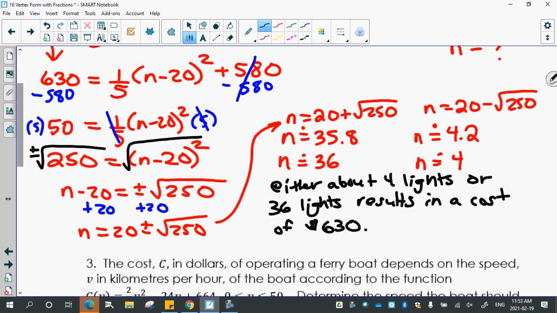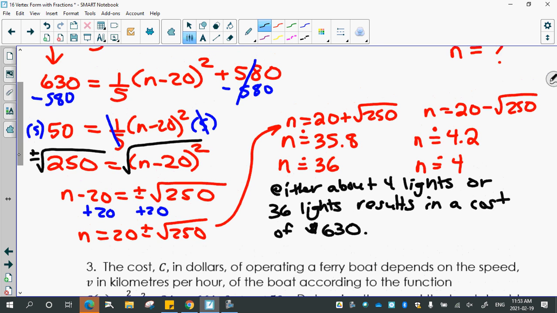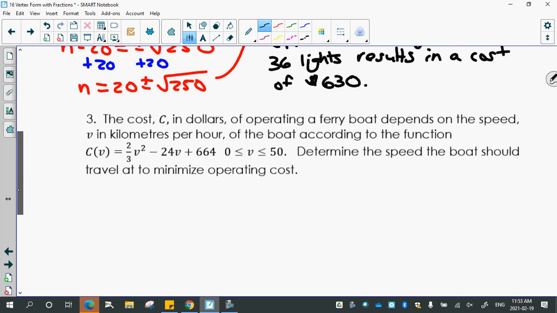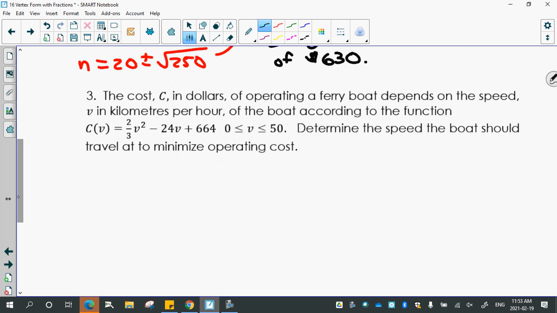All right, so our last question. Right, so it says the cost C in dollars of operating a ferry boat depends on the speed V in kilometers per hour of the boat. According to this function, determine the speed the boat should travel at to minimize, as soon as I see that I'm going to have to put in vertex form, the operating cost. And I'm always going to do a sketch. So on my y side of the equation, I have C, which stands for cost in dollars. And on my x side, I have V, which stands for speed in kilometers per hour.